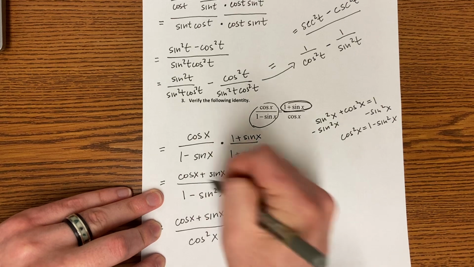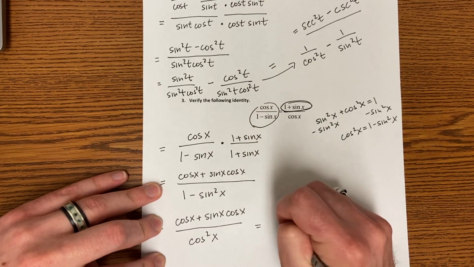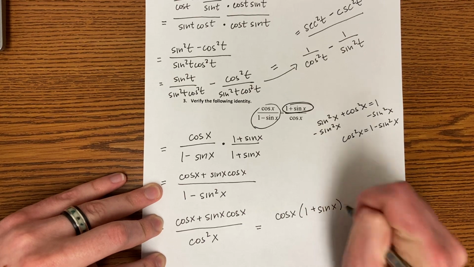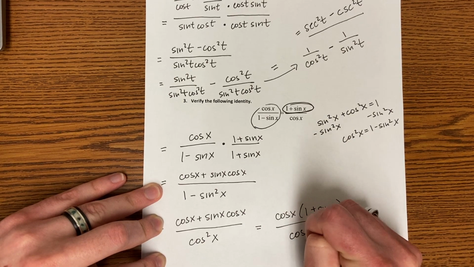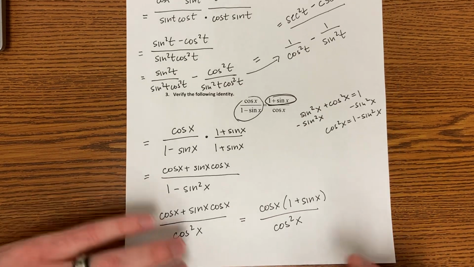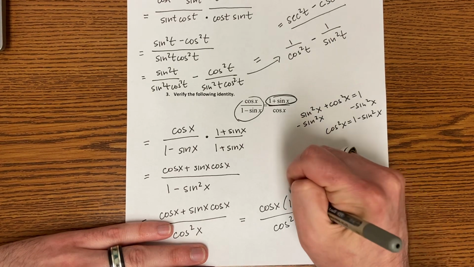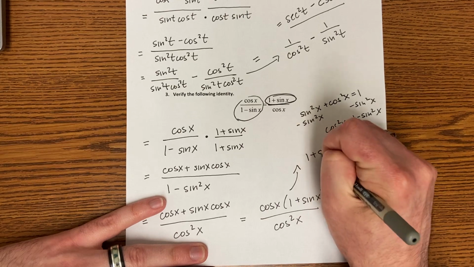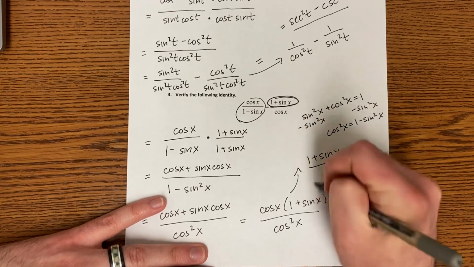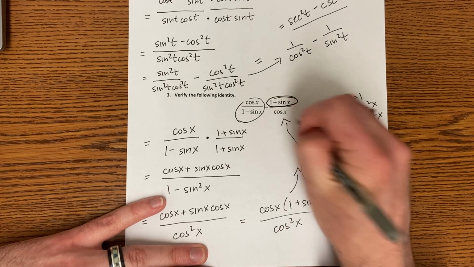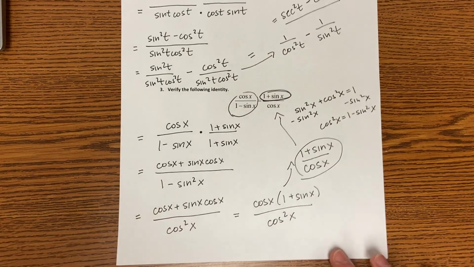Now, if you hadn't distributed this cosine, you wouldn't have had to factor this one out. This is cosine x times 1 plus sine x over cosine squared x. This has one cosine that it can cancel out one of them but not the other, and so that leaves you with just a 1 plus sine x over what will be left of just 1 cosine x, which is this other side, and so that makes them equal.